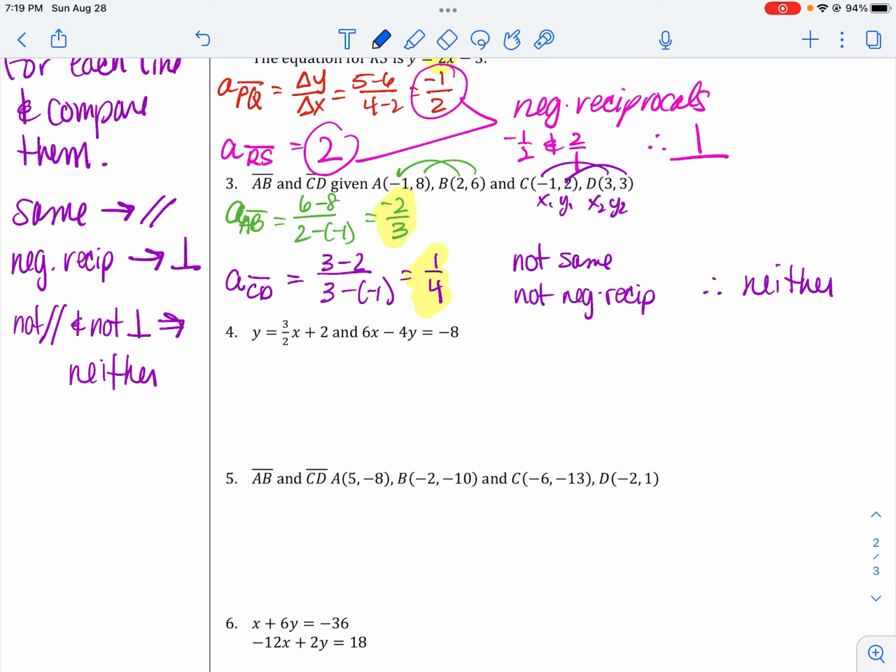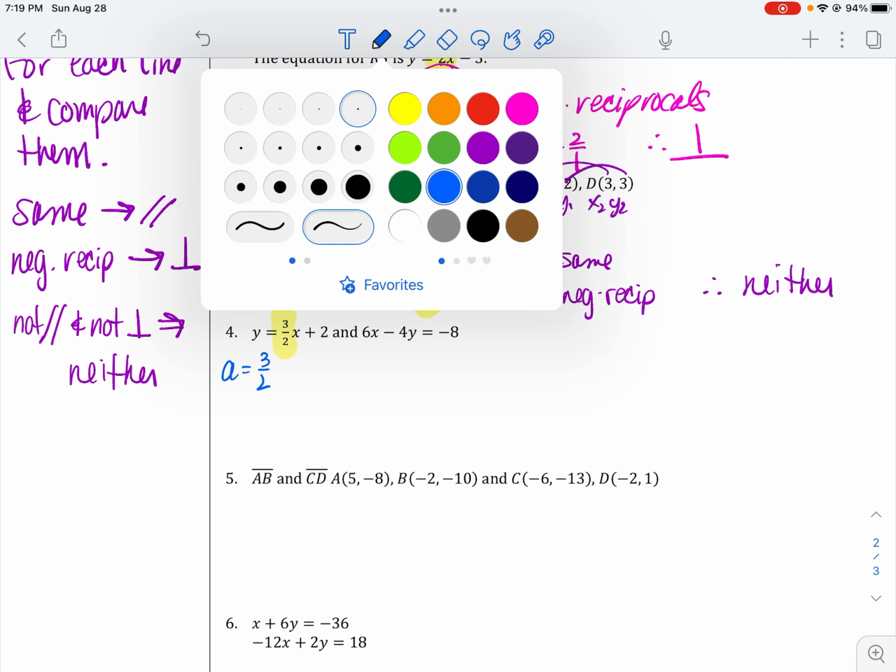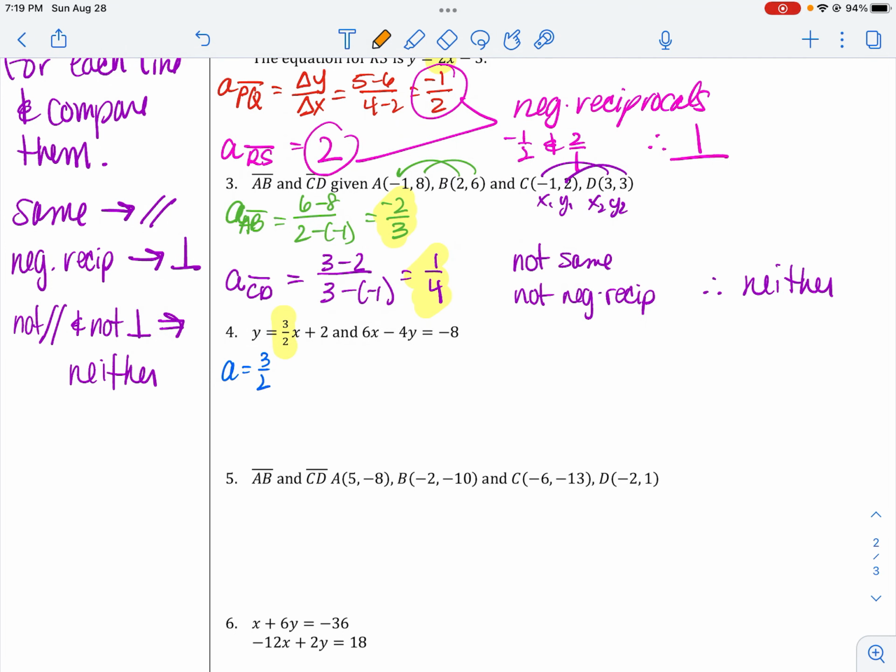Number 4 gives us an equation in standard form and an equation in slope-intercept form. So the first one's easy. The first slope, A, is 3 over 2. The second one takes a little bit more work. So we're going to subtract 6x from both sides. So I get negative 4y equals negative 6x minus 8. Then we divide by the y coefficient. So that y equals 3 over 2x plus 2.